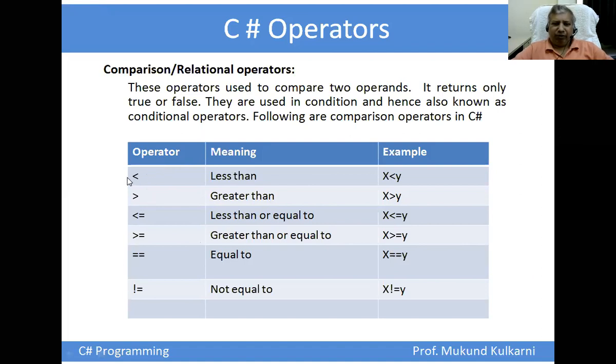Just look at them. This is less than. If x is less than y, it will return true. Otherwise, it will return false. In the same way, there is greater than. Similarly, less than or equal to, greater than or equal to, x double equal to y, and not equal to, which is the not symbol followed by the equal to operator, x not equal to y.